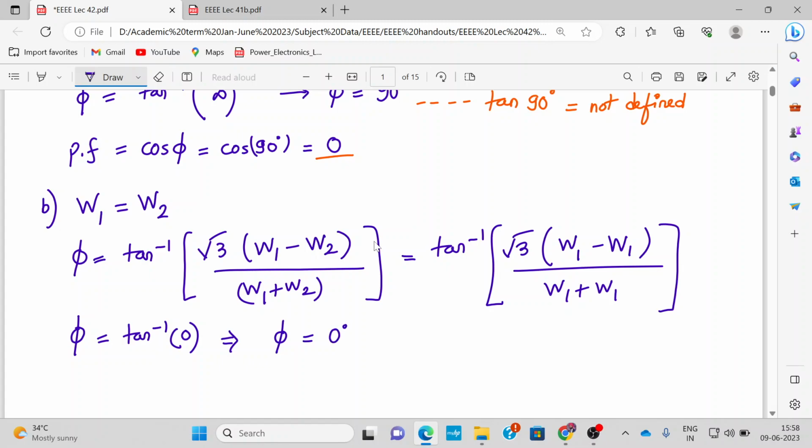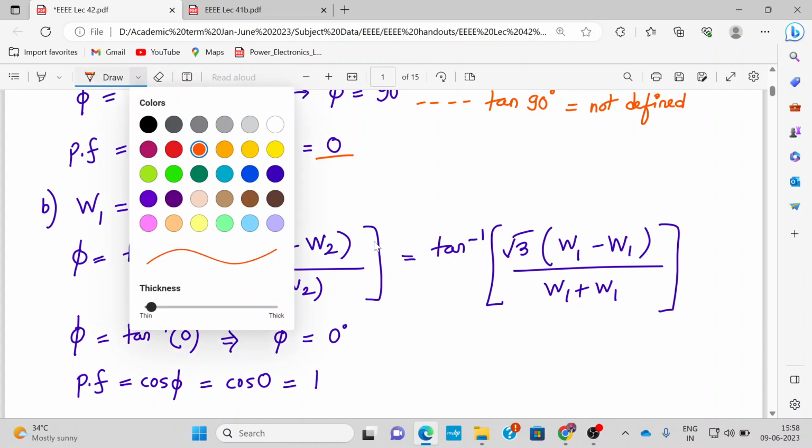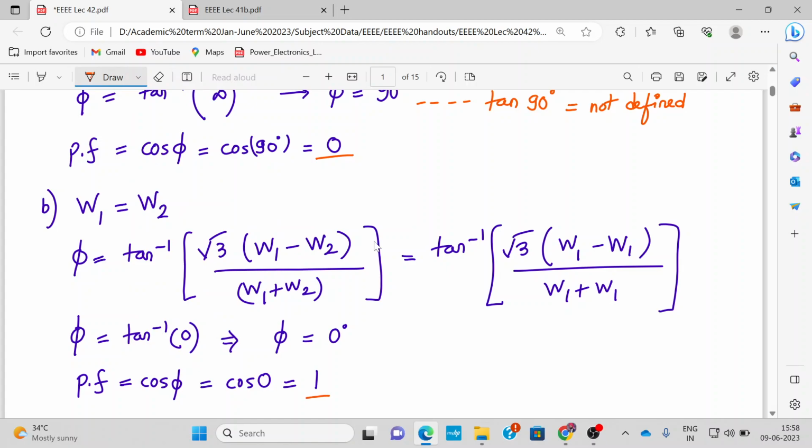Alright. So if phi is 0 degrees, your power factor, which is cos phi, will be maximum, because cos 0 value is 1. Alright. So for the second case, this is the answer. The power factor is 1.